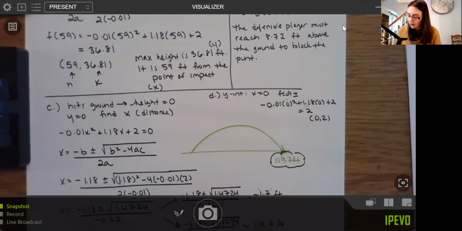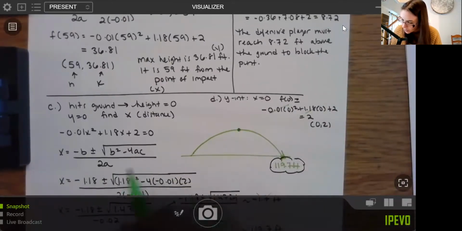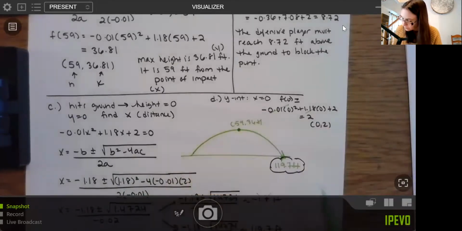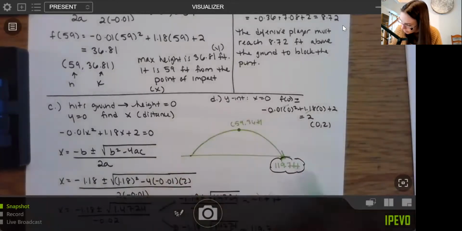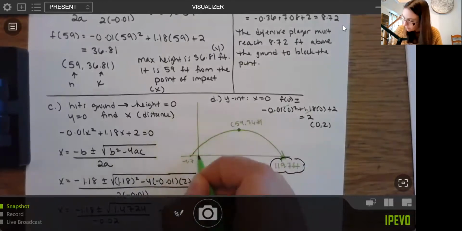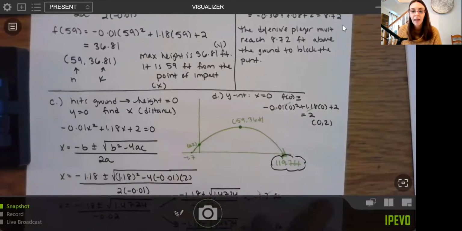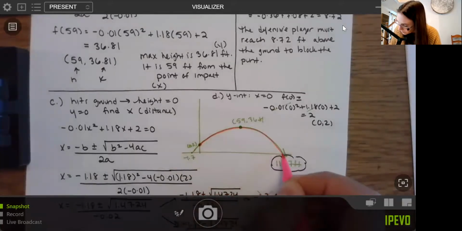So what's going to happen here, and I'm just going to kind of draw it real quick here, and I'll show you the picture, is you have that vertex at your maximum height here. So our vertex we saw was the point (59, 36.81). And then this value here we saw was at negative 1.7. So it's actually not really part of our example. And then here we're starting at (0, 2). So again, I'm not quite drawing this to scale, but really what's happening is that ball is going to start here and it's going to travel this way to here.